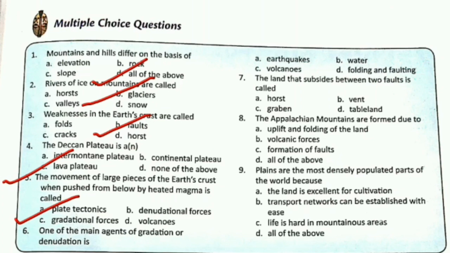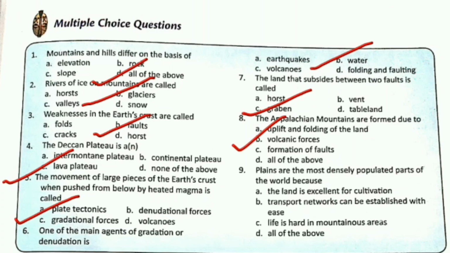Next, one of the main agents of gradation or denudation is earthquake, water, volcanoes, or folding or faulting. It is water. So correct option is B. Next, the land that subsides between two faults is called horst or vent, graben, or tableland. It is known as graben. So correct option is C. Next, the Appalachian Mountains are formed due to uplift and folding of the land. So here correct option is A, uplift and folding of the land.